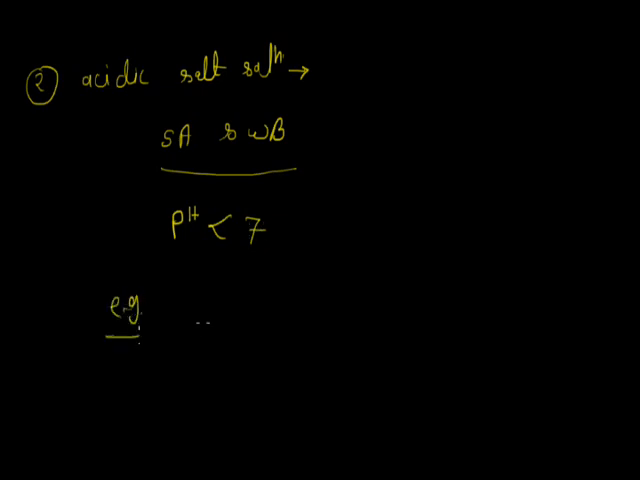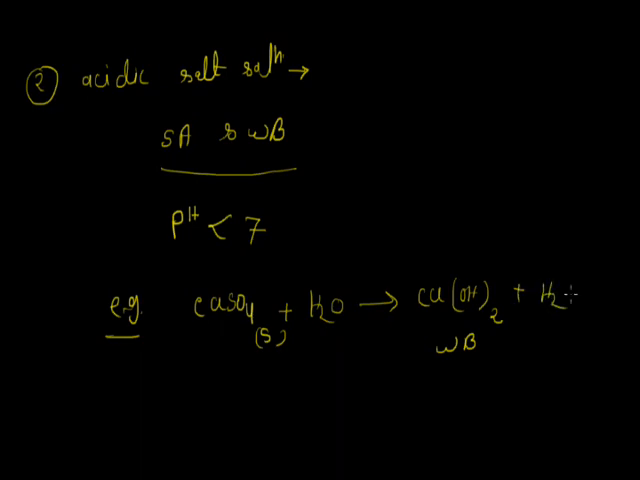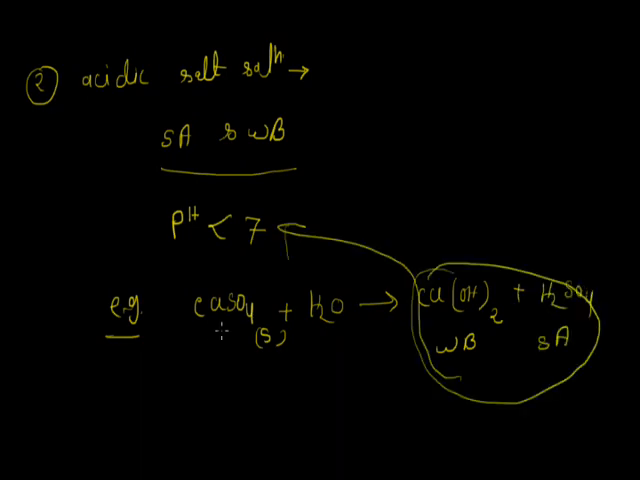For example, a well-known example salt, copper sulfate. When copper sulfate solid is dissolved in H2O, it gives copper hydroxide, which is a weak base, and a strong acid H2SO4. So the overall solution pH is less than 7.